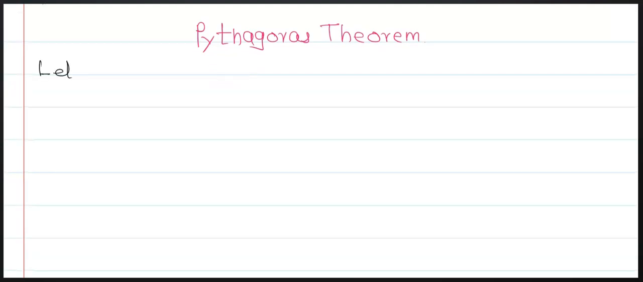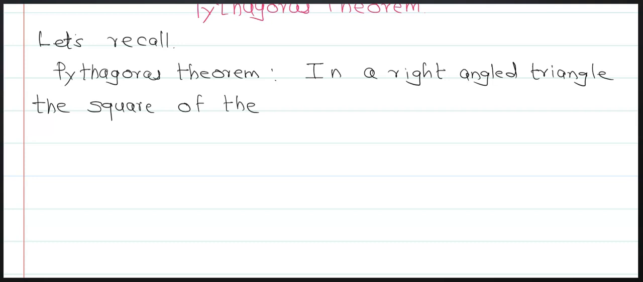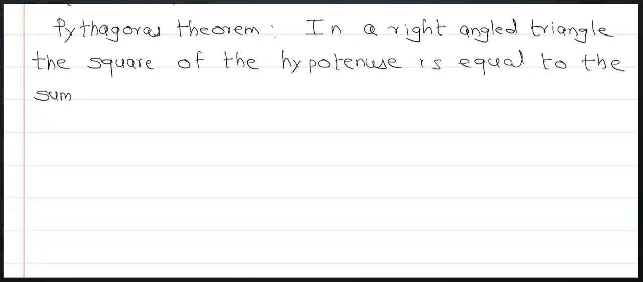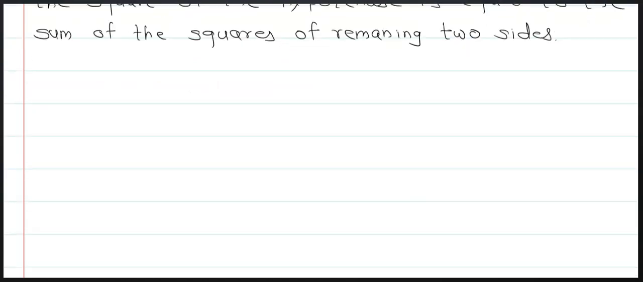Pythagoras theorem. Let's recall. In previous standard, we have learned the Pythagoras theorem formula. In a right angle triangle, the square of the hypotenuse is equal to the sum of the squares of the remaining two sides.